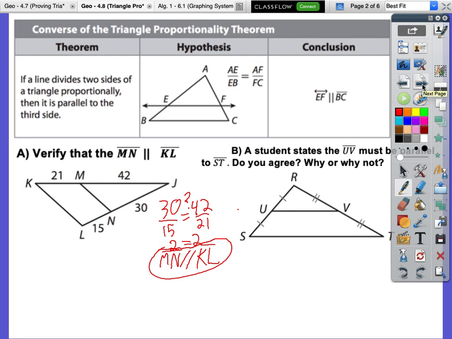Because we don't know it's equal yet. We're trying to see if they are, because if they are equal, then these are parallel.